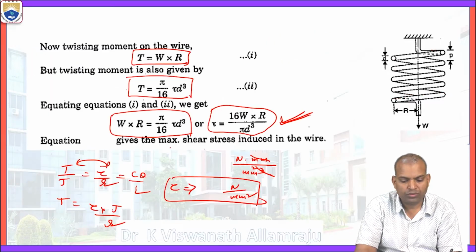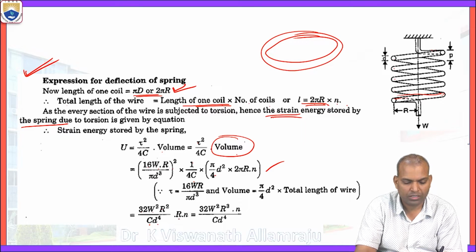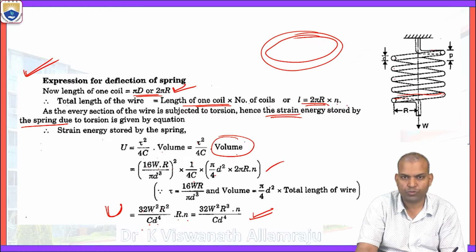Now, what is the τ value? The τ value derived is 16 times W R by πd cube. So U equals (16 W R by πd cube) whole square, times 1 by 4C, times πd square by 4 as area, times length 2πRn. After simplification, we get 32 W square R cube n by C d power 4. This is the strain energy stored by the spring.